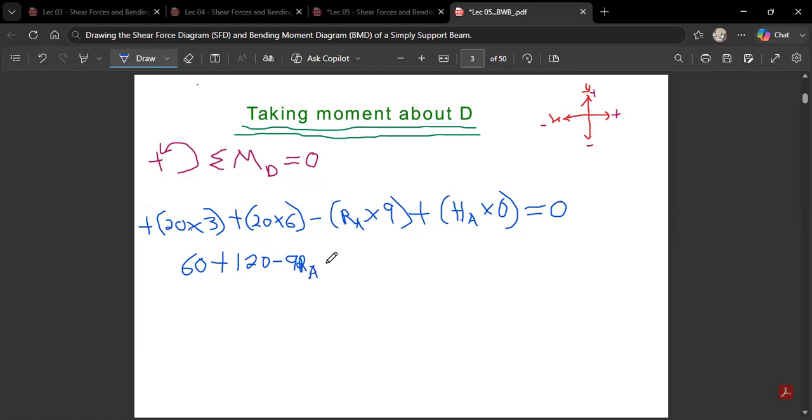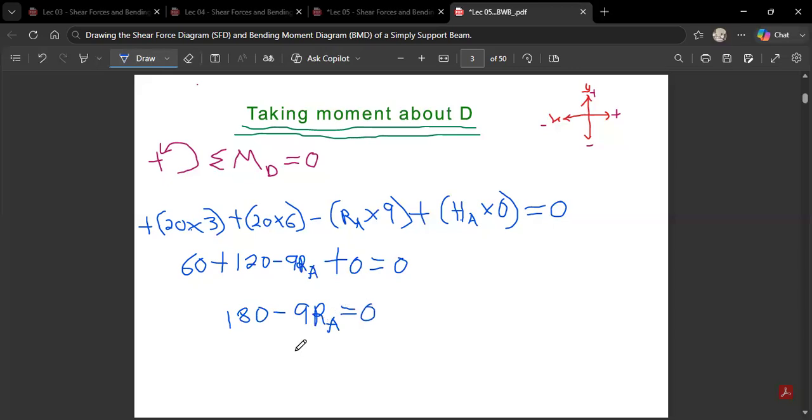Okay. Plus 0 is equal to what? 0. Finally, what are we going to get? This is going to give us 180. So 180 minus 9RA is equal to what? 0. Okay. So from here, what are you going to do next?